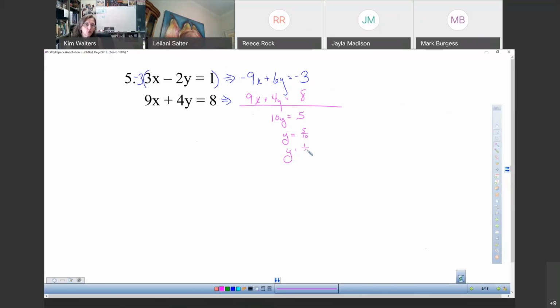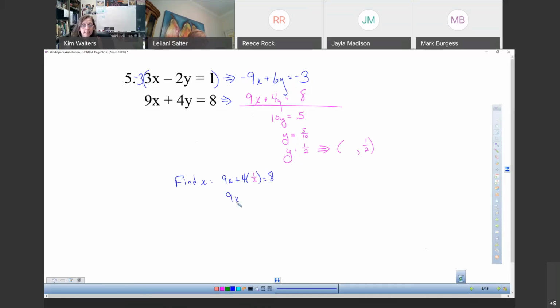Now we really prefer the 1/2, okay? So my solution then is going to be something, comma, 1/2. And we need to find x, okay? So there are a couple of different ways to find x. I know you don't like this fraction, but it's going to be okay. So I'm going to use the second equation, 9x plus 4 times y is equal to 8. And in place of that y, I'm going to substitute in that 1/2. It's really not that bad when we do this, I promise.